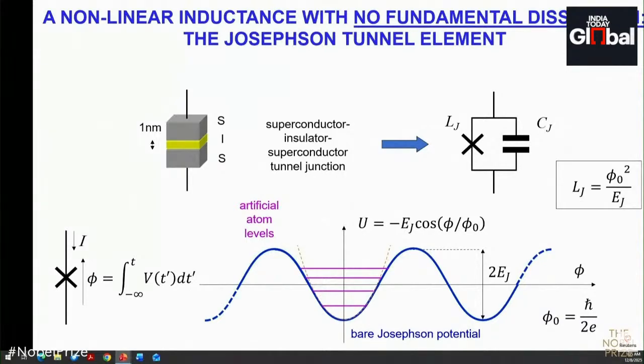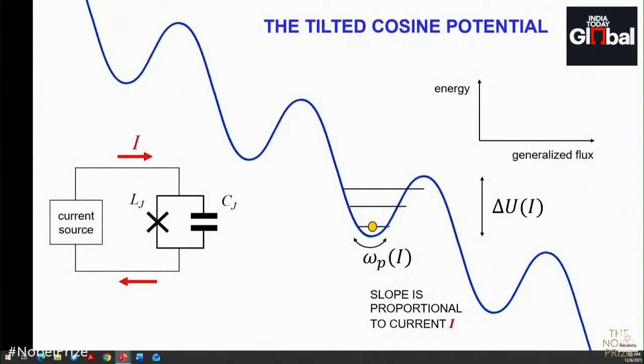So instead, what we have done was to pass a bias current. So we have this current generator which passes a current through the junction, and this has the effect of tilting this cosine potential. Now, we have these levels, but they are metastable. If you populate one level, it will eventually decay because its wave function leaks into the barrier.